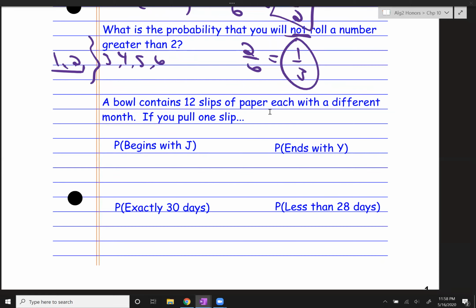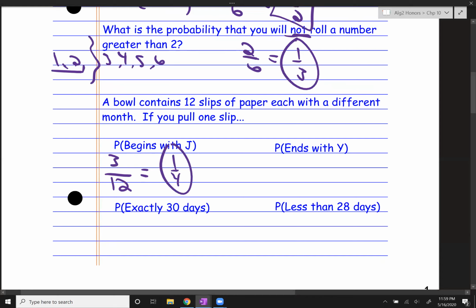So we get 12 slips of paper. Each one represents a month. So probability that it starts with a J. Well, first of all, we agree there are 12 months in the year. But you will find 3 of them start with a J. So that's a quarter of all of them. Ends with a Y. How many months end with a Y? You're right, it's 4. So that's 1/3 of the time.